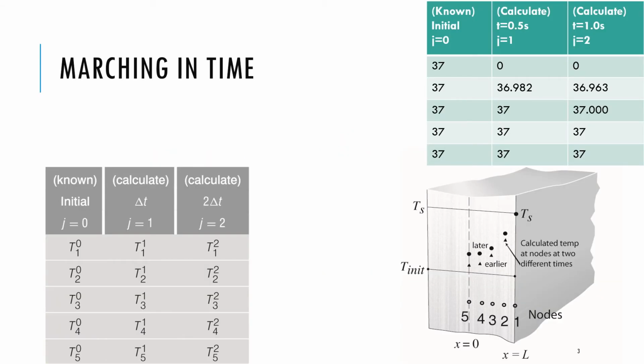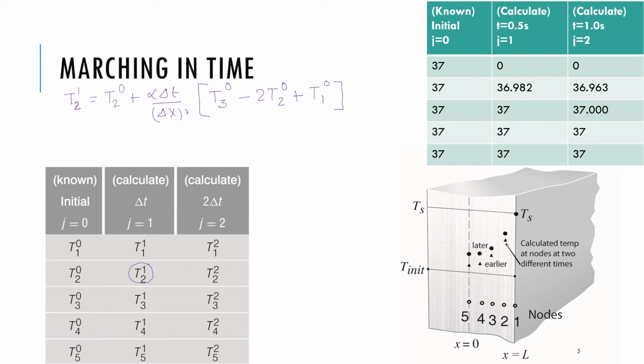Okay, now we will plug numbers into what we just derived. So let me just repeat the equation that we wrote in the last slide. Calculating temperature at node 2, T(2, 1), is given by T(2, 0) plus α Δt over Δx² times [T(3, 0) minus 2 T(2, 0) plus T(1, 0)].